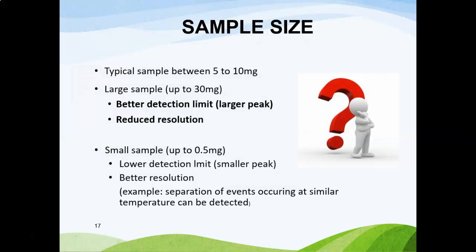Basically, the sample size is between 5 to 10 milligram. If you want to use a large sample, it is up to 30 milligram. So the more sample, we can have a better detection limit, which is a larger peak, and we need to reduce the resolution. For the small sample, which is up to 0.5 milligram, the peak is smaller, and we need to use a better resolution. For example, separation of events occurring at similar temperature can be detected.